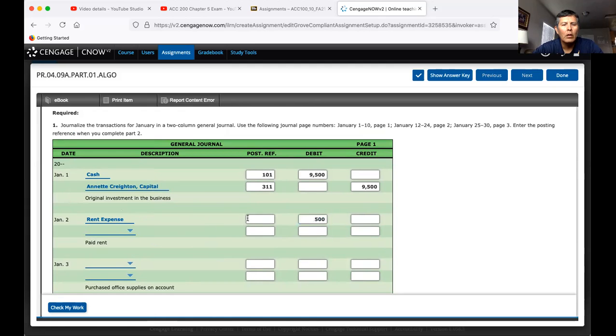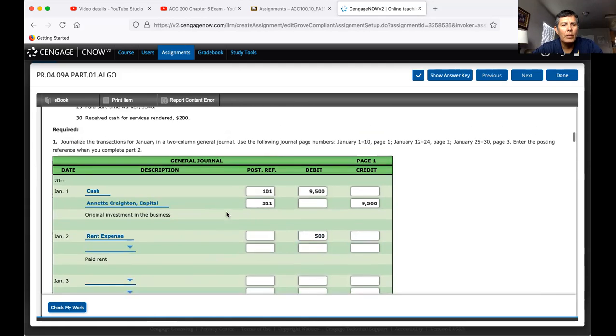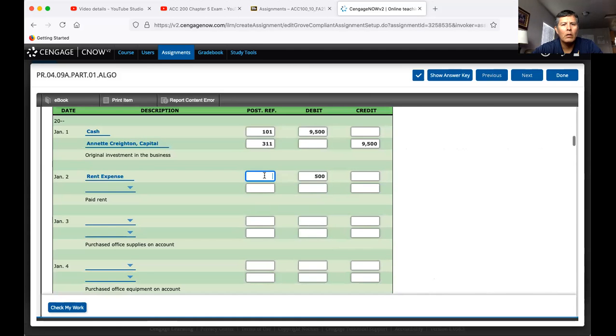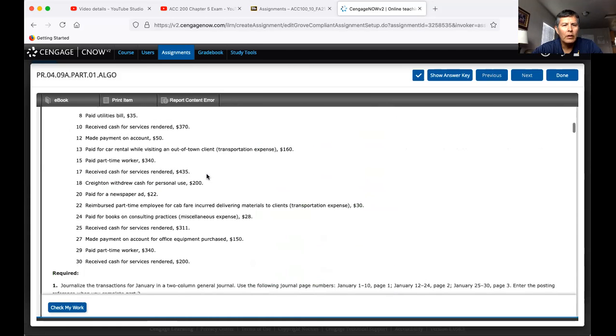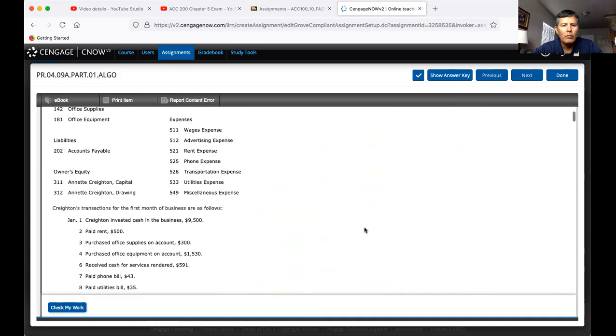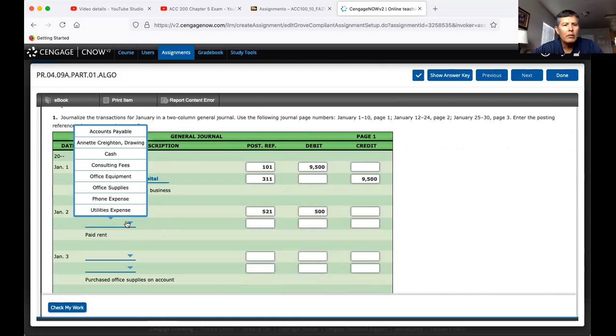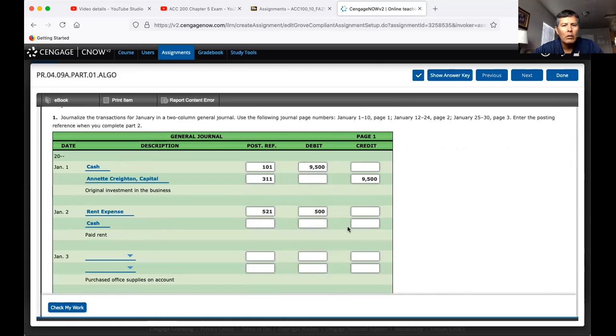Okay, so our rent expense is going to be, let's look on our account. Rent expense is 521. Okay, 521. And all I'm doing is looking on these accounts right here. These are the codes. All right. So we paid rent, and this will be from cash. Cash account is 101, and that's going to be $500. Okay. Again, we're going to go to paid rent expense for 500. It's going to be J1 again for 500.